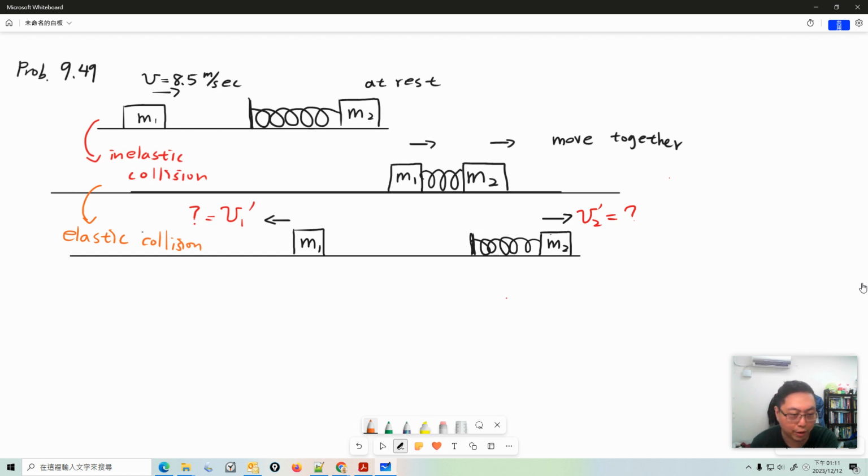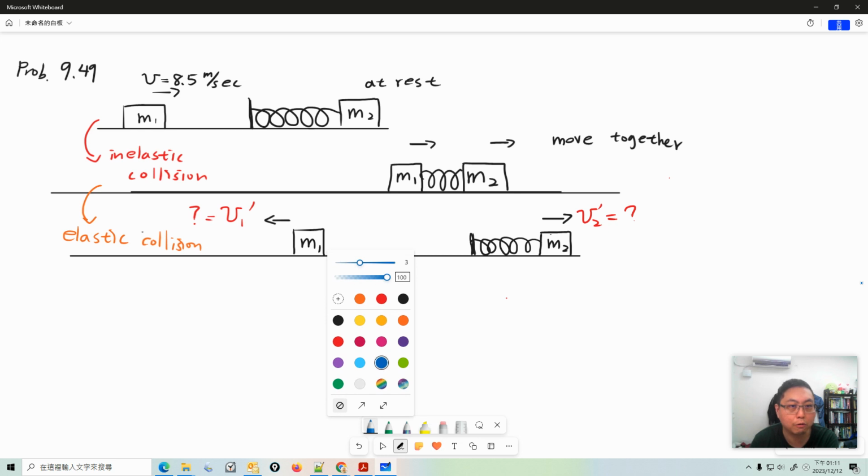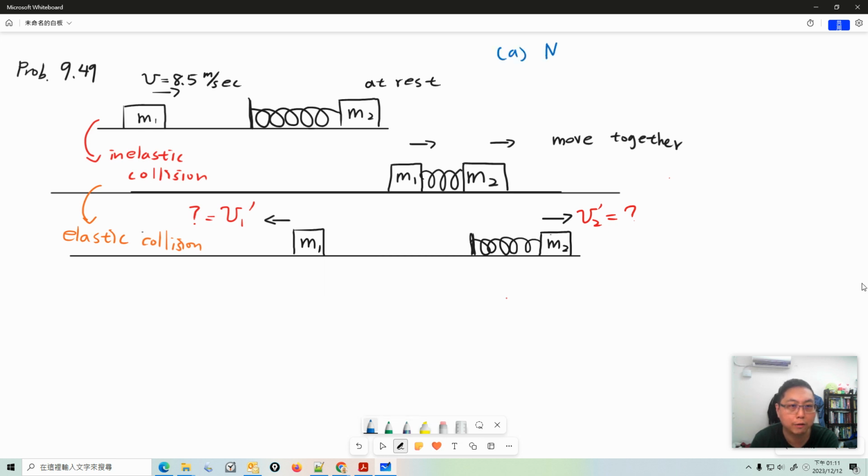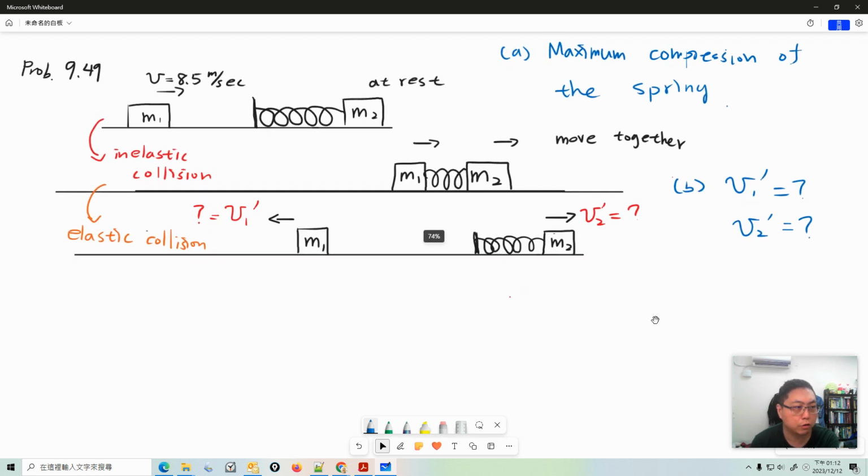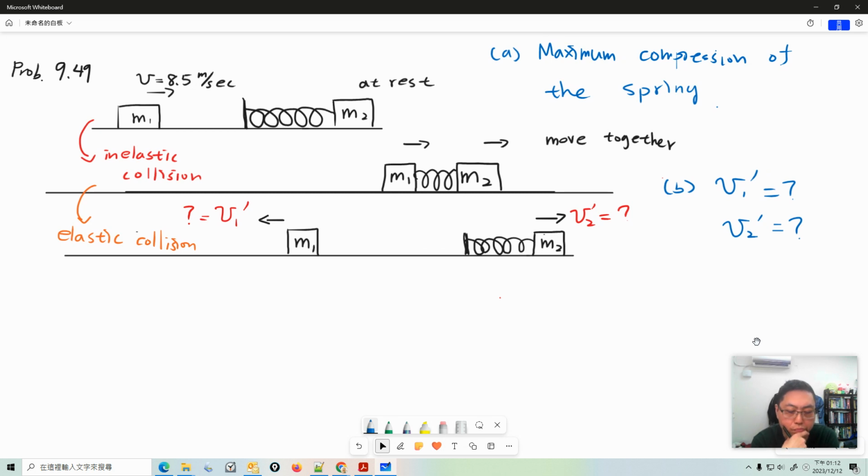Okay. Let me rewrite the question. First of all, the question wants to find the maximum compression of the spring, and the second part is V1 prime, V2 prime. Just after the second part of the collision, what's the velocity? Okay, so let's look at this first problem. The first problem is the inelastic collision.